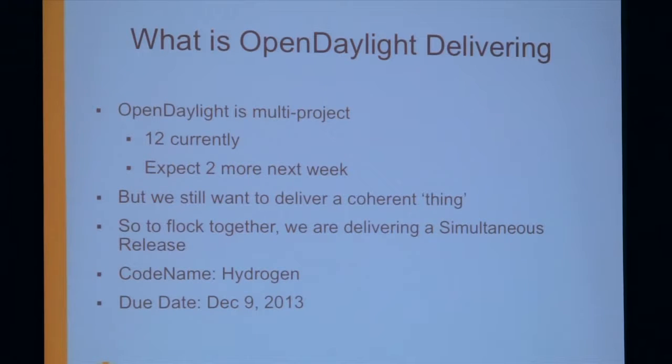For us, this mechanism is the simultaneous release, which is to say, we will come together as a community, we will agree on certain milestones that we will hit together towards a particular delivery date, and a set of delivery vehicles that we'll provide. The code name for this release is Hydrogen. Our trademark attorneys have basically told us that if you would like to use a name that is not going to cause trademark troubles, you're pretty much stuck with elements. So we're going with Fusion Products. And our due date is December 9th, 2013. That's when Hydrogen will be released.